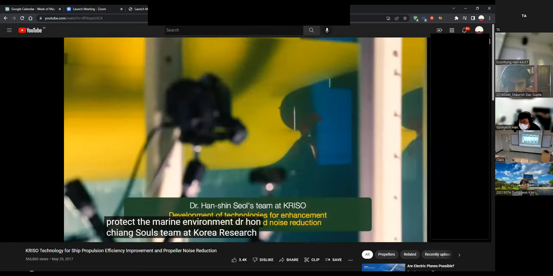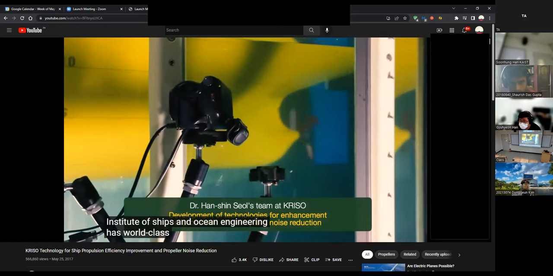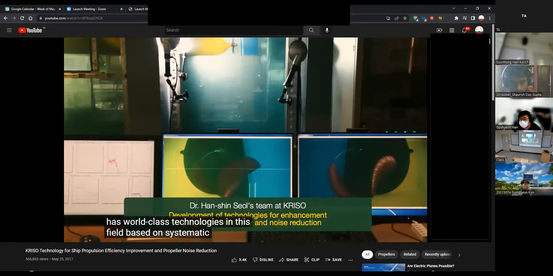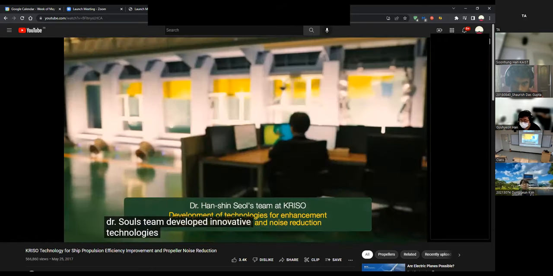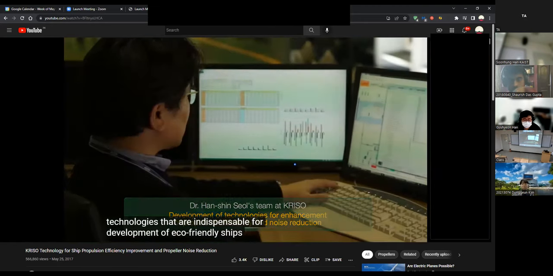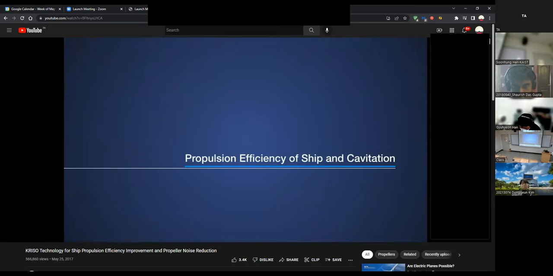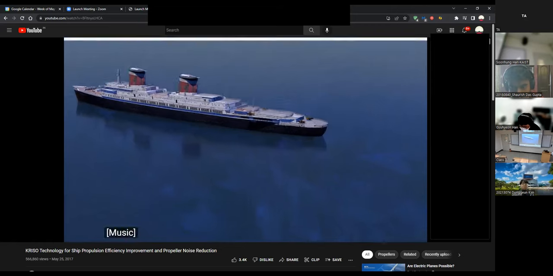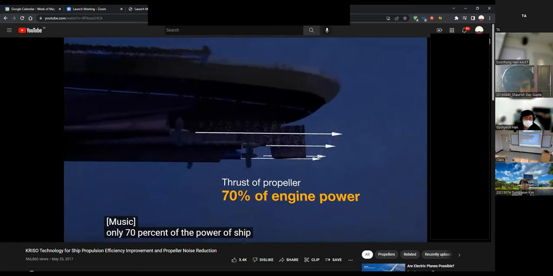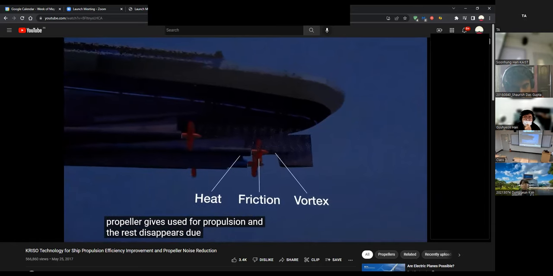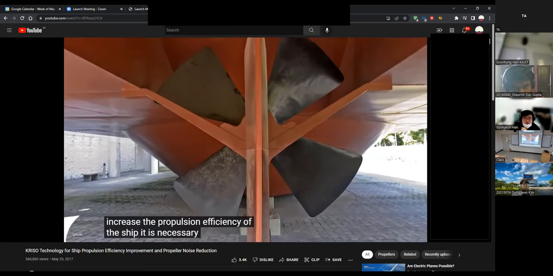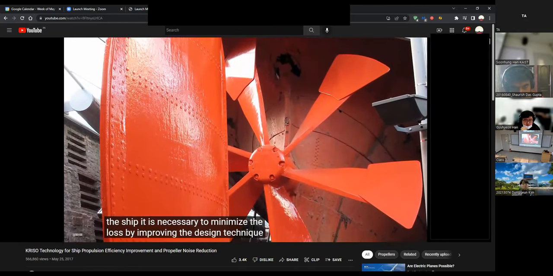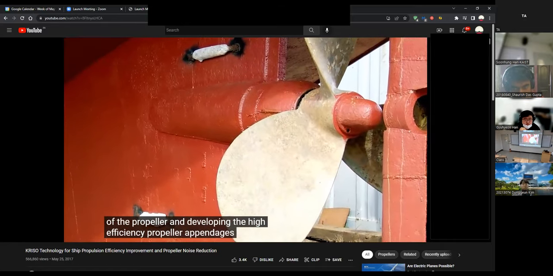Dr. Hanshin Seoul's team at Korea Research Institute of Ships and Ocean Engineering has world-class technologies in this field. Based on systematic researches on improvement of propulsion efficiency and noise reduction, Dr. Seoul's team developed innovative technologies that are indispensable for development of eco-friendly ships. Only 70% of the power of ship propeller is used for propulsion, and the rest disappears due to friction, heat loss, vortex, and so on. In order to increase the propulsion efficiency of the ship, it is necessary to minimize the loss by improving the design technique of the propeller and developing the high-efficiency propeller appendages.